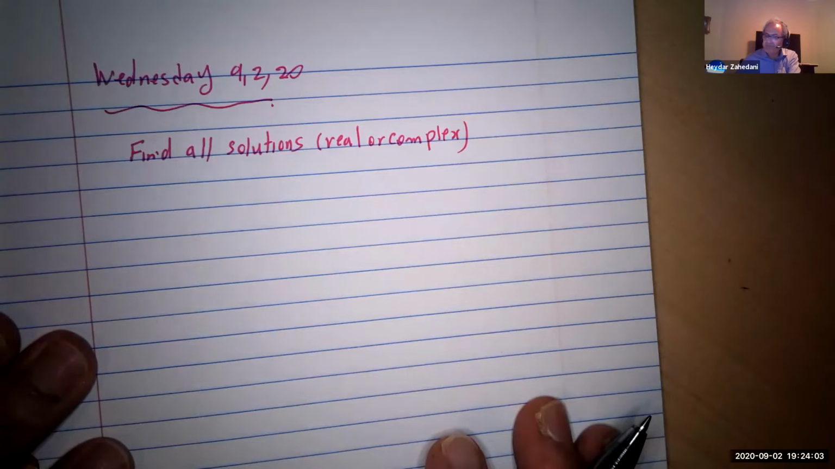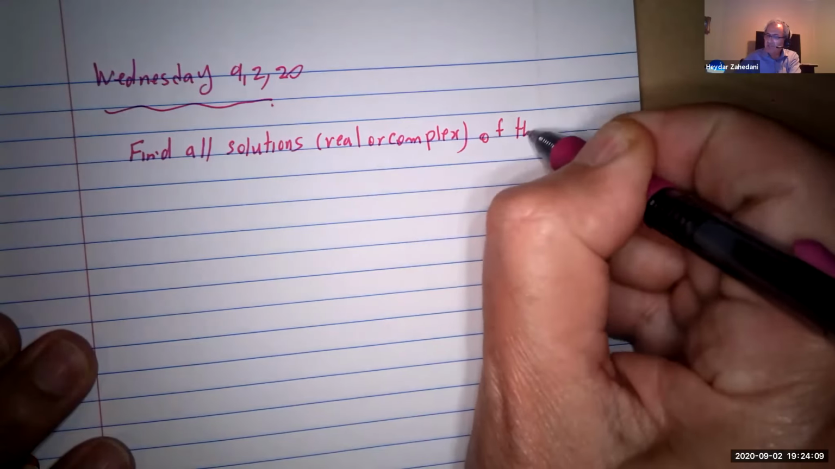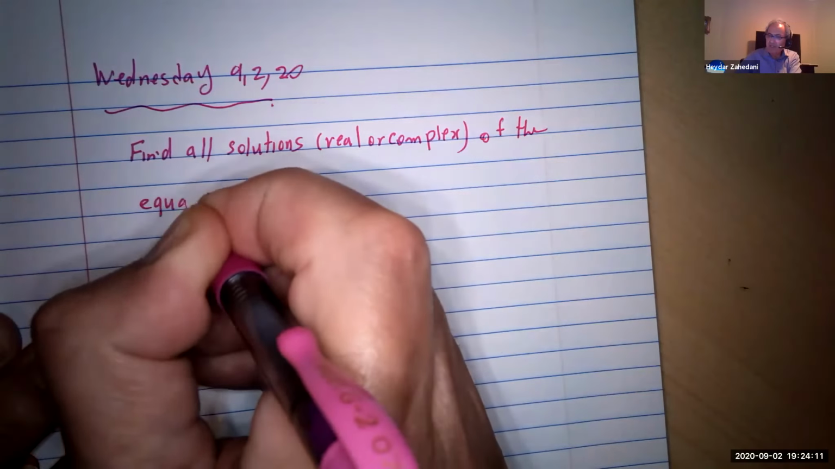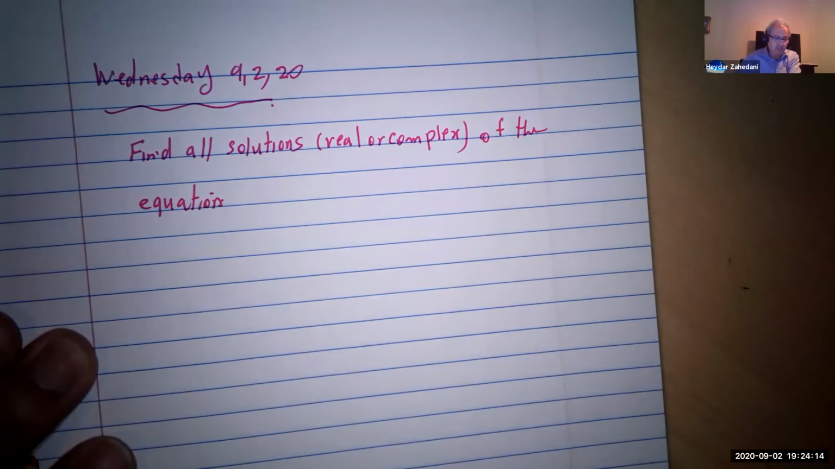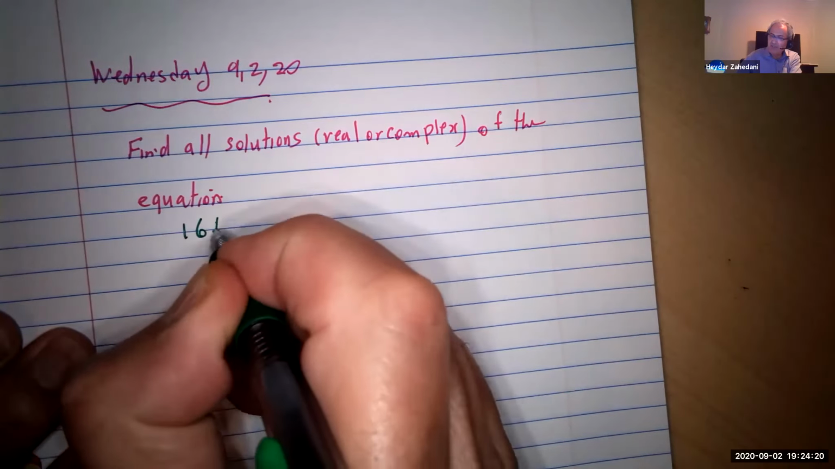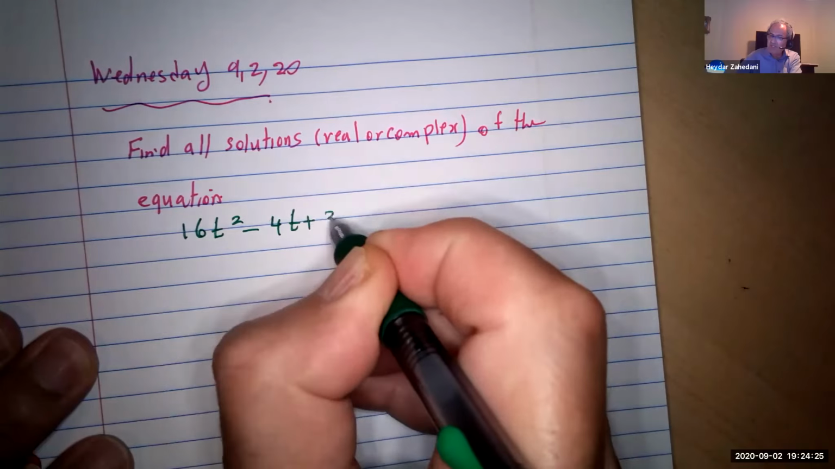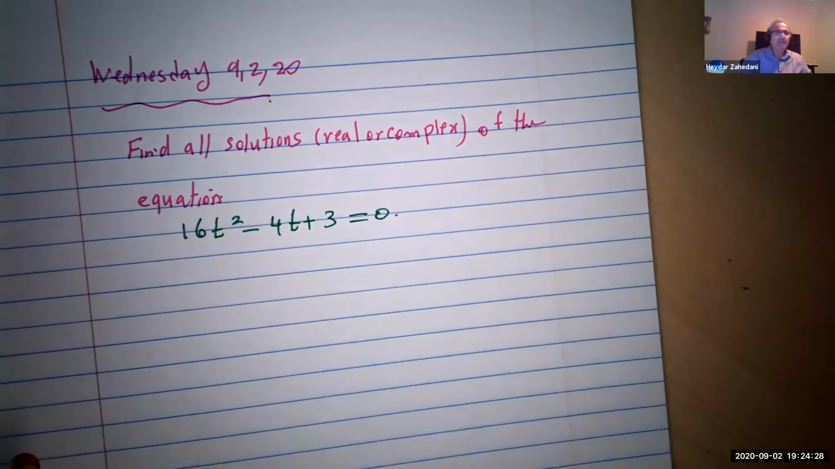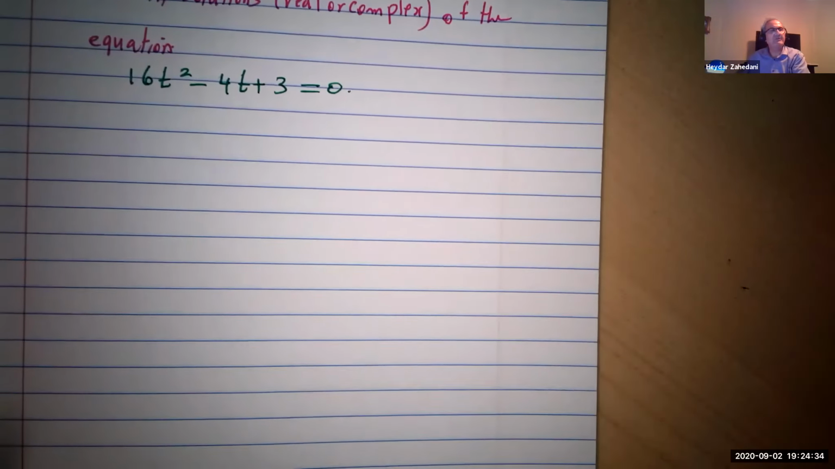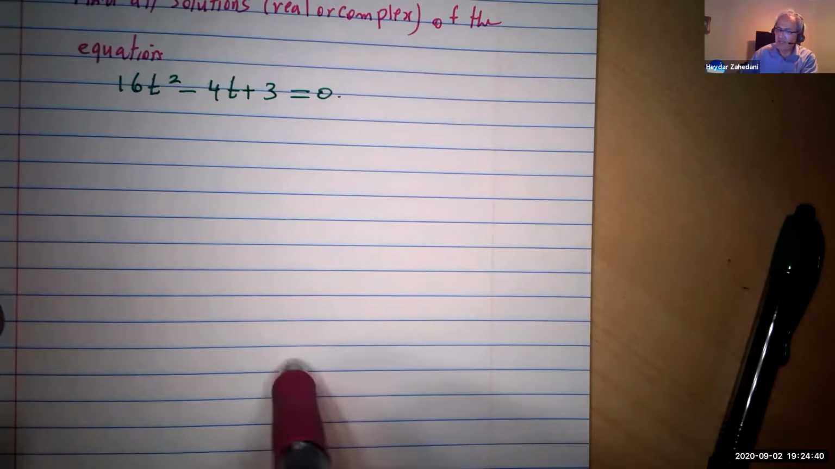Okay, so we want to find all solutions, real or complex, of the equation 16t squared minus 4t plus 3 equals 0. This is the equation that we are interested in. It's a quadratic equation. Remember, you form the discriminant first to see what type of equation you have, and then we take care of it.